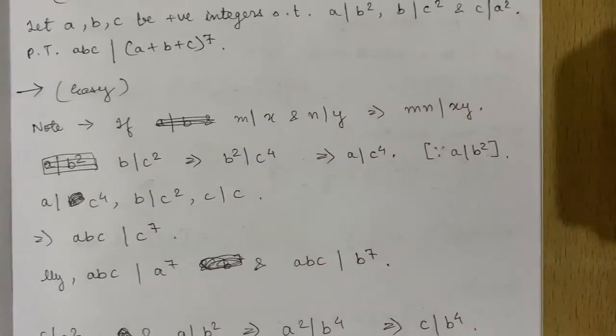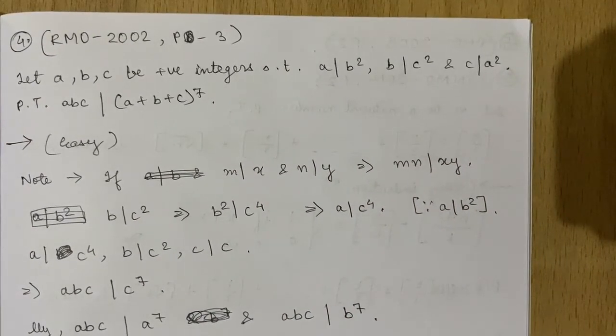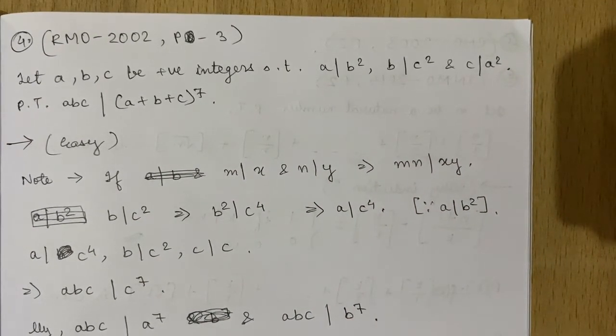Let's look at the fourth problem now. This is the problem of RMO 2002, problem number 3. This is a fairly easy problem. If a, b, c are positive integers such that a divides b square, b divides c square and c divides a square, then abc divides (a plus b plus c) to the power 7.